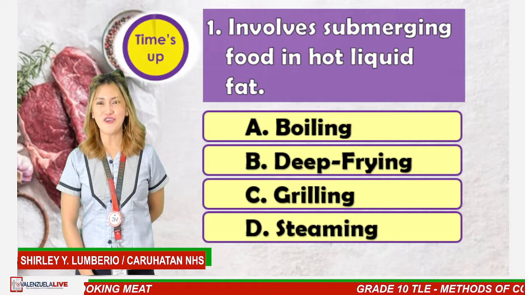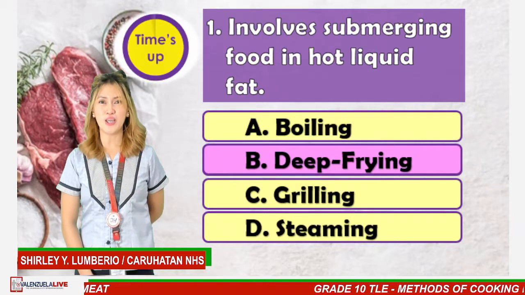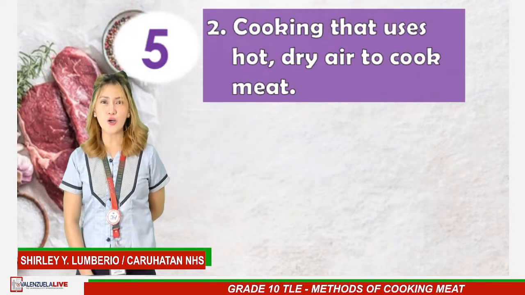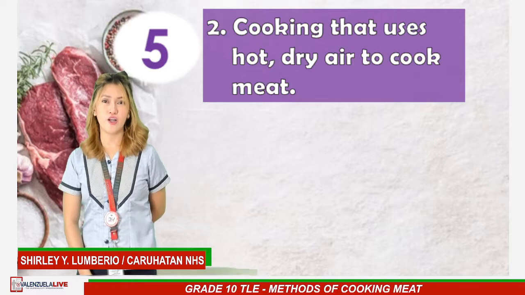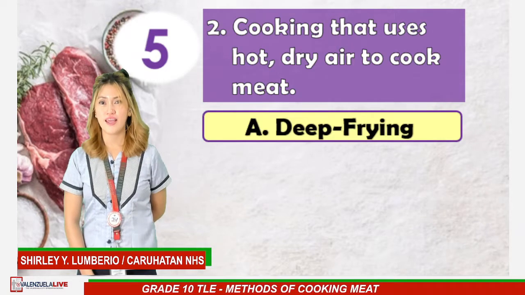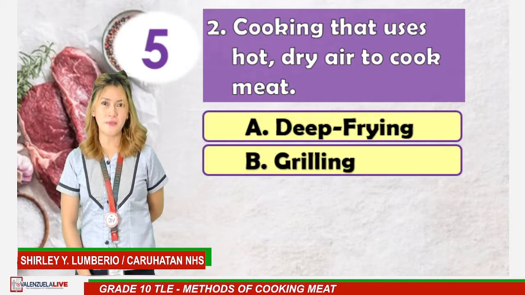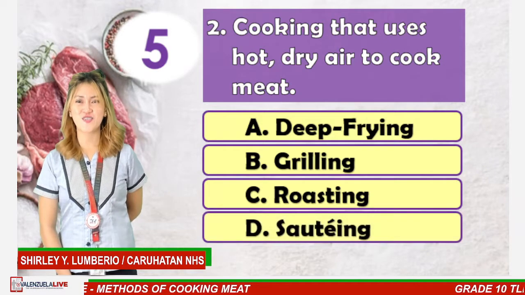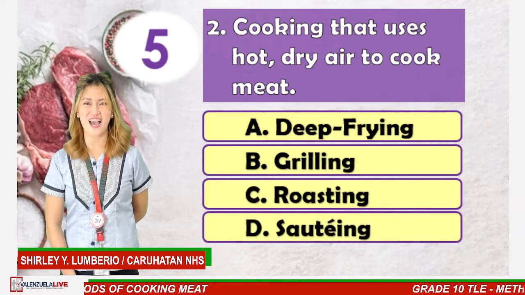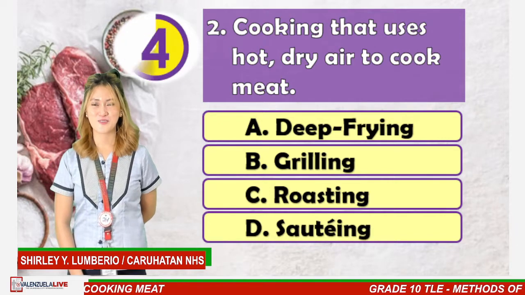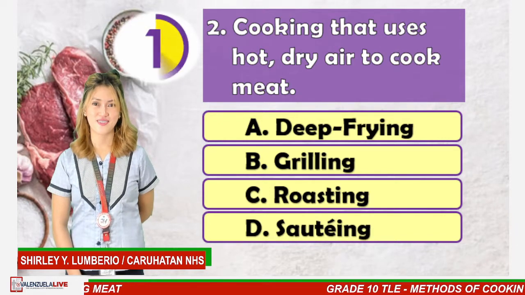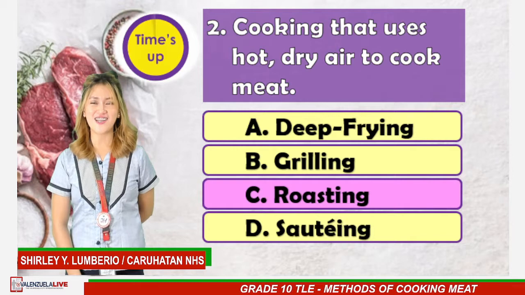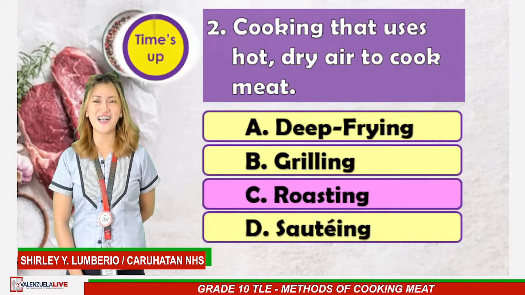Time is up. If your answer is letter B, deep frying, you are correct. Next item. Cooking that uses hot, dry air to cook meat. Is it A, deep frying, B, grilling, C, roasting, or D, sautéing? Key in your answer for 5 seconds. Okay, if your answer is letter C, roasting, you are correct.